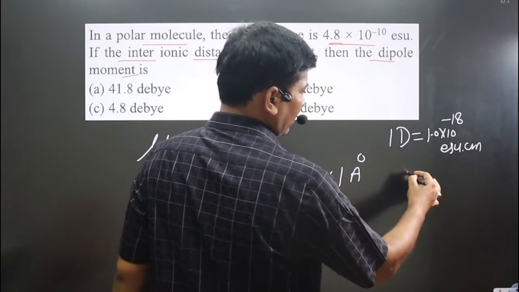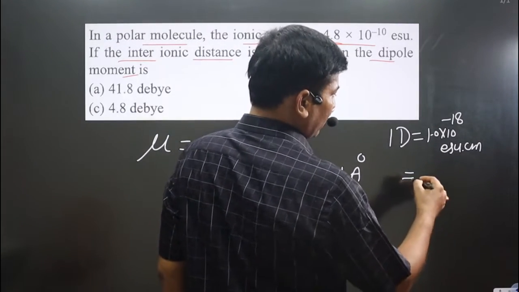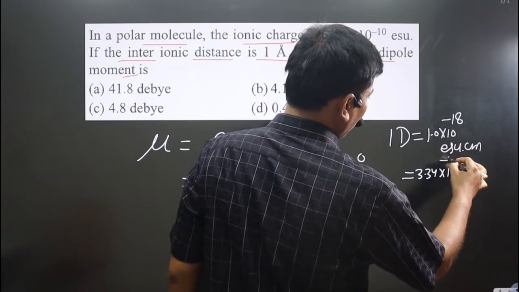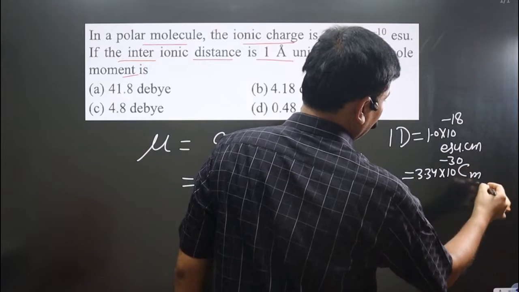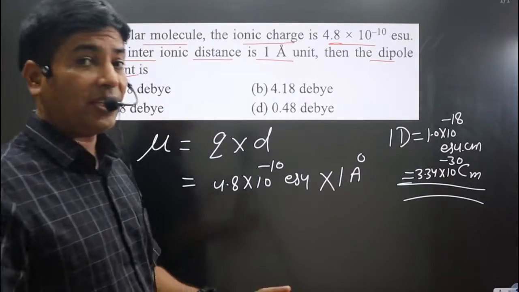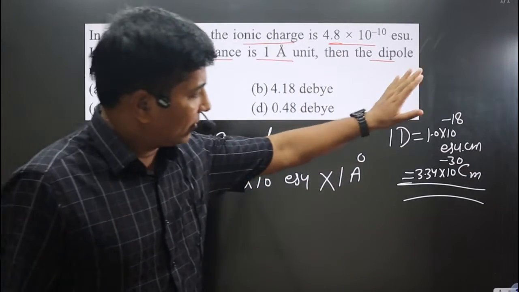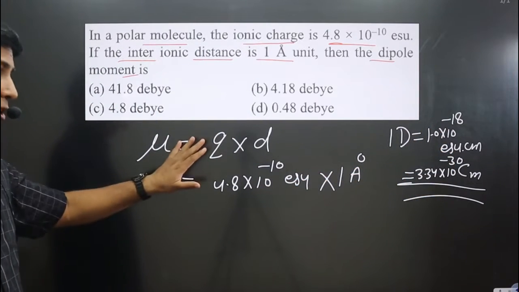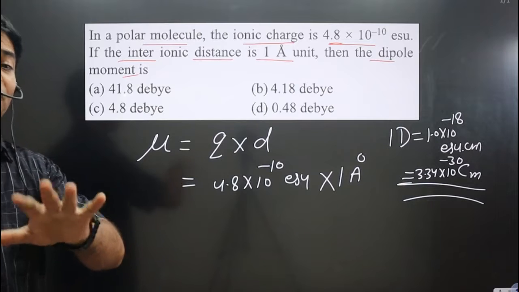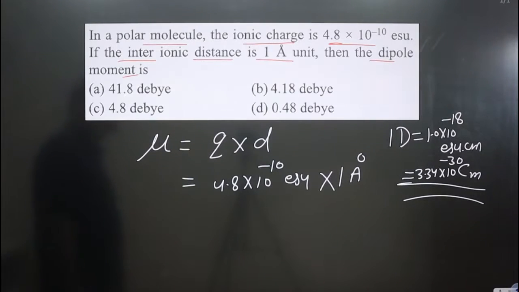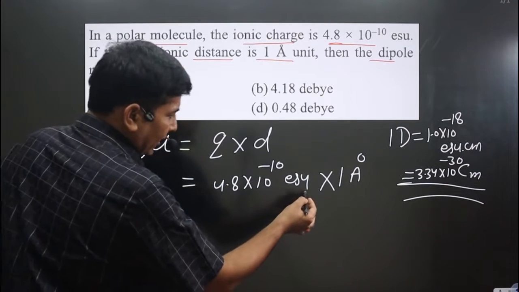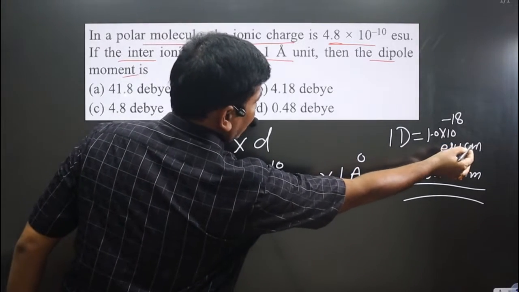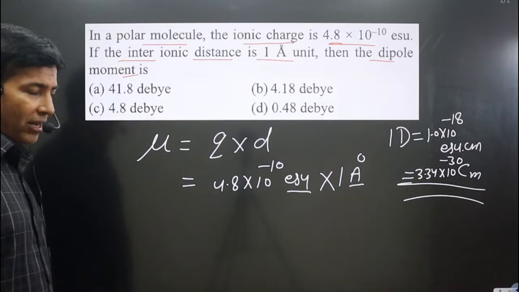And there is also one more unit conversion formula: 1 Debye is 3.34 multiplied by 10 to power minus 30 coulomb meter. Remember these unit conversions, it's very essential. This relation is as essential as this formula. If you know the formula and you don't know the unit conversion, you cannot get the correct answer. So you can see ESU and angstrom can be converted into ESU and centimeter. From here we can go to the Debye.